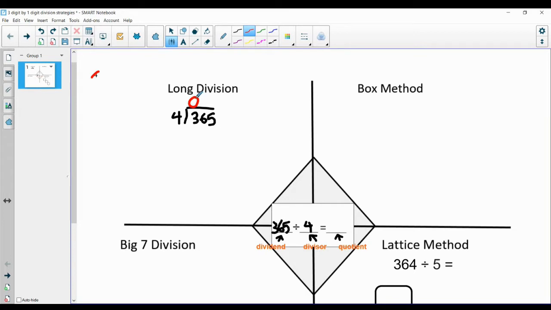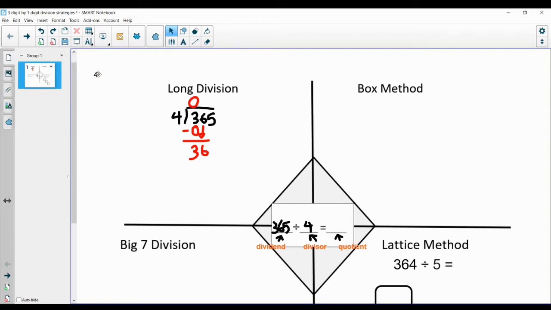If you want to, you can move on to 36. If that's confusing, you can continue with steps. So 4 times 0 is equal to 0. 3 minus 0 is equal to 3. So I still have 300. And I still have 6 tens, so next I'm going to bring down my 6 tens for 36. My next step, I'm going to think, how many times can 4 go into 36?